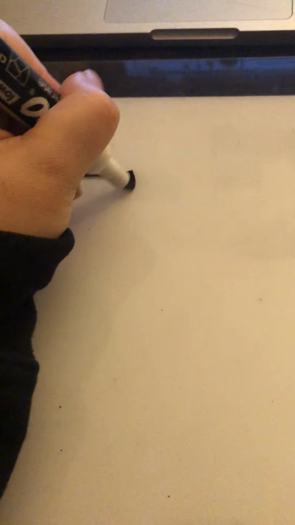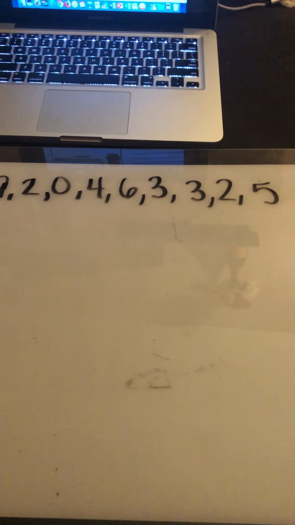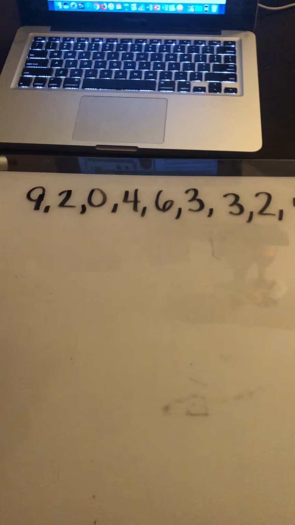Okay, so we have 9, 2, 0, 4, 6, 3, 3, 2, and 5. Okay, so the first thing you want to do is order your numbers from least to greatest.